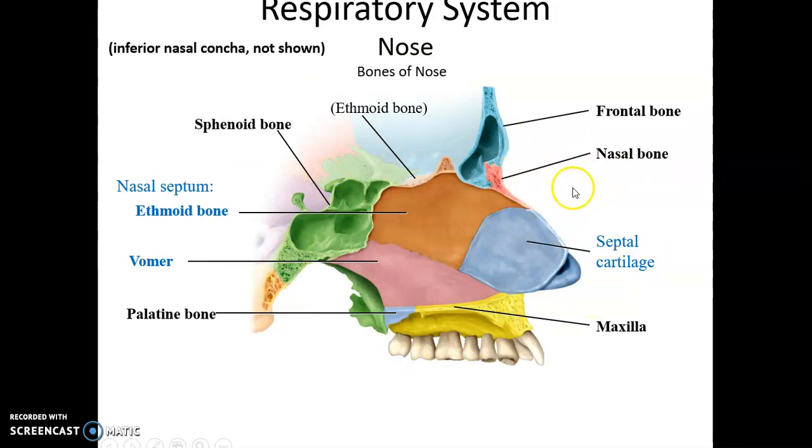Within the nose, you have, of course, the nasal cavity. This includes the nasal septum, which is a wall that separates the nasal cavity into a right and left side, made up of the ethmoid bone, the vomer, and the septal cartilage. And then there are additional bones that help form the nasal cavity, including, as already mentioned, nasal bone, frontal bone, ethmoid bone, sphenoid bone, palatine bone, maxilla bone, lacrimal bone, and of course the inferior nasal concha.